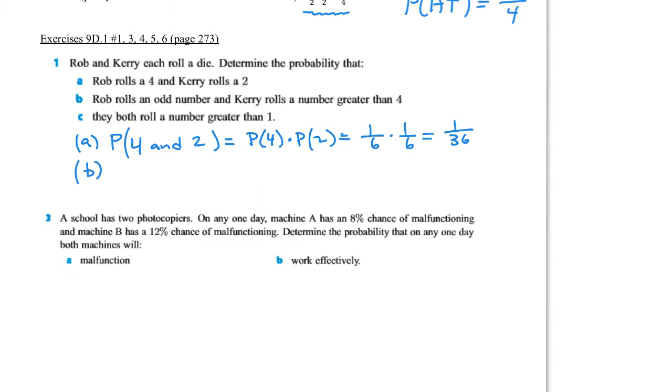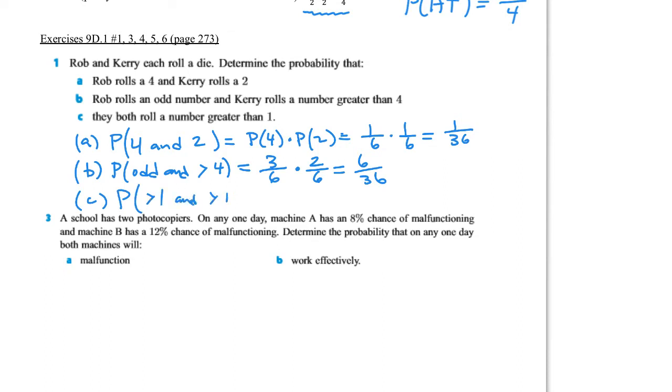Part B, Rob's odd and Carrie is greater than 4. Odd and greater than 4. So the probability of odd in a die roll is 3 out of 6. Greater than 4 in a die roll, well, that would only be the 5 or 6, so that's 2 out of 6. Multiply together, 6 out of 36. Part C, both roll a number greater than 1. So greater than 1 and greater than 1. So that's a 5 out of 6 chance times a 5 out of 6 chance, which is 25 out of 36. No grid, no sample space needed. Simple multiplication rule dealing with the chance process of rolling a die.